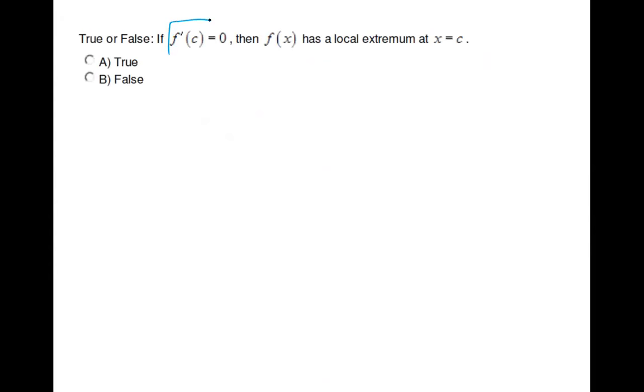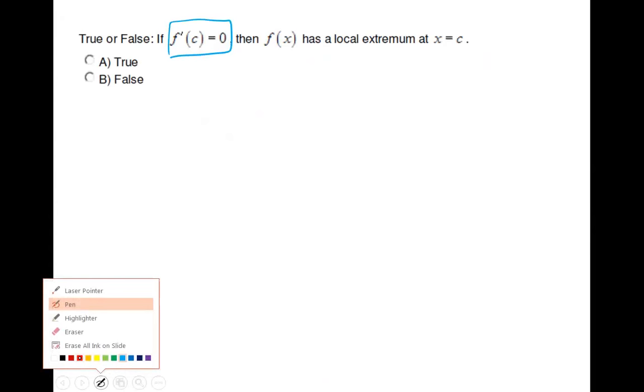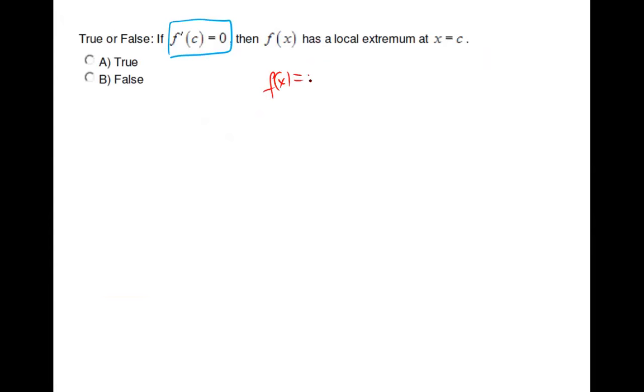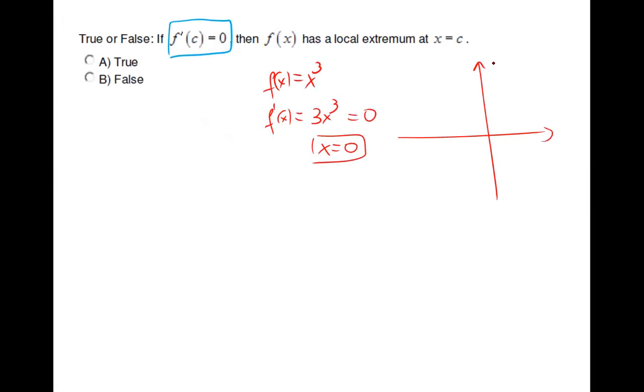If the derivative is 0, which means c is a critical number, then we have local extreme values. You have to be careful. Do you remember the function that I gave you today, x cubed? The derivative of x cubed is 0 if x is 0. And do we really have extreme values at 0? We don't have extreme values. That means not always. Not all of the critical points will give me local extreme values.